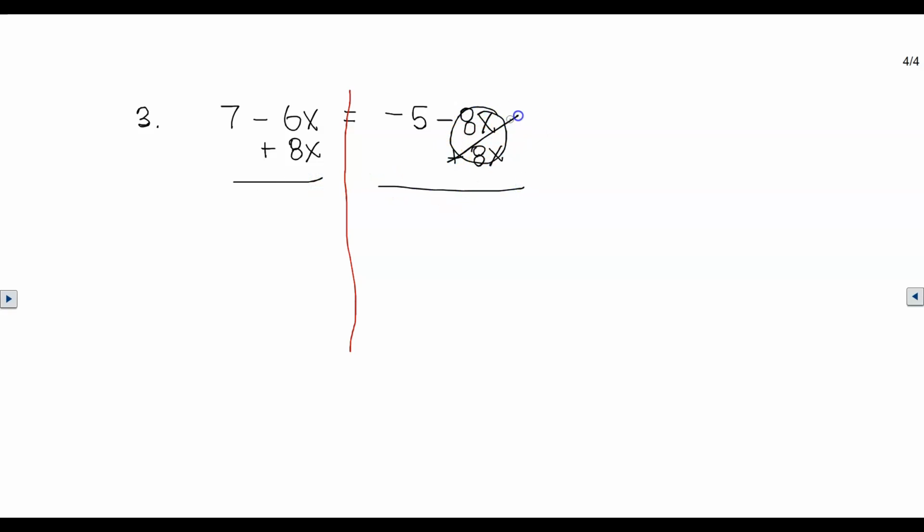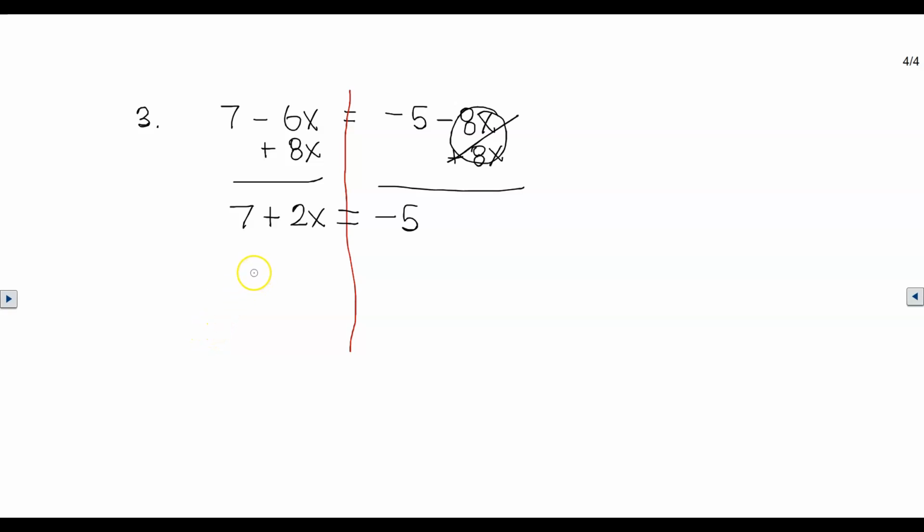Minus 8x and plus 8x will cancel each other out. So here's what we have. We have our 7, and then negative 6x plus 8x is a positive 2x, and that is equal to a negative 5. So step 3 is complete.